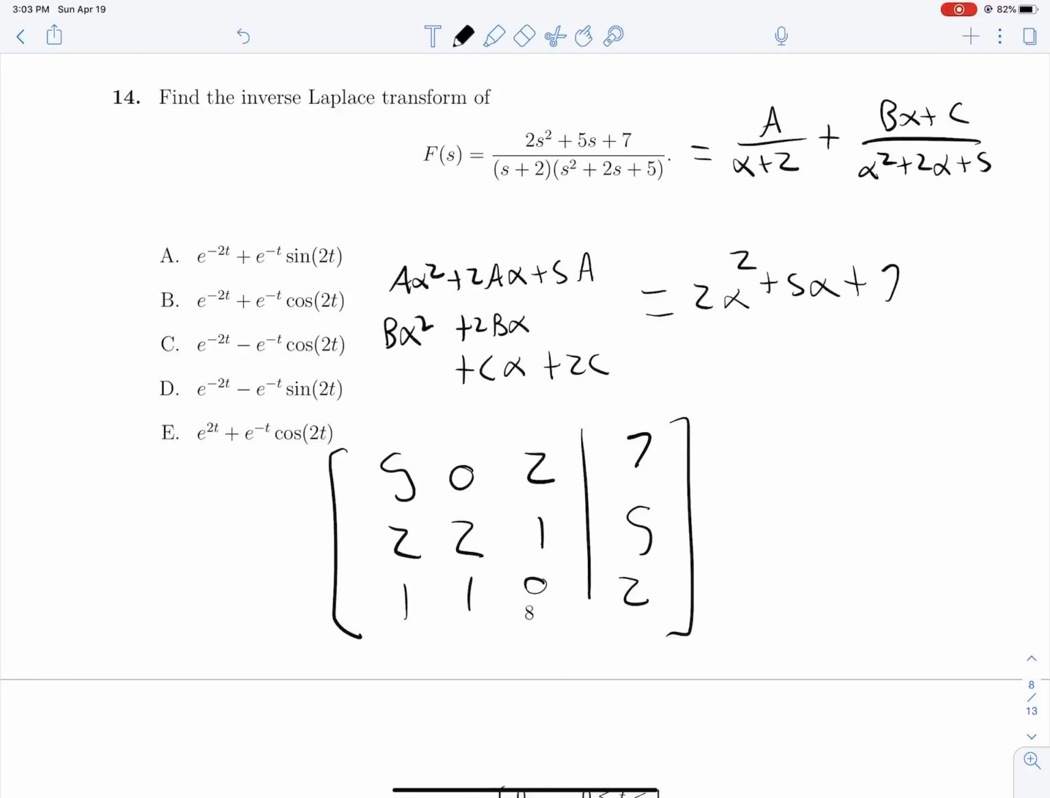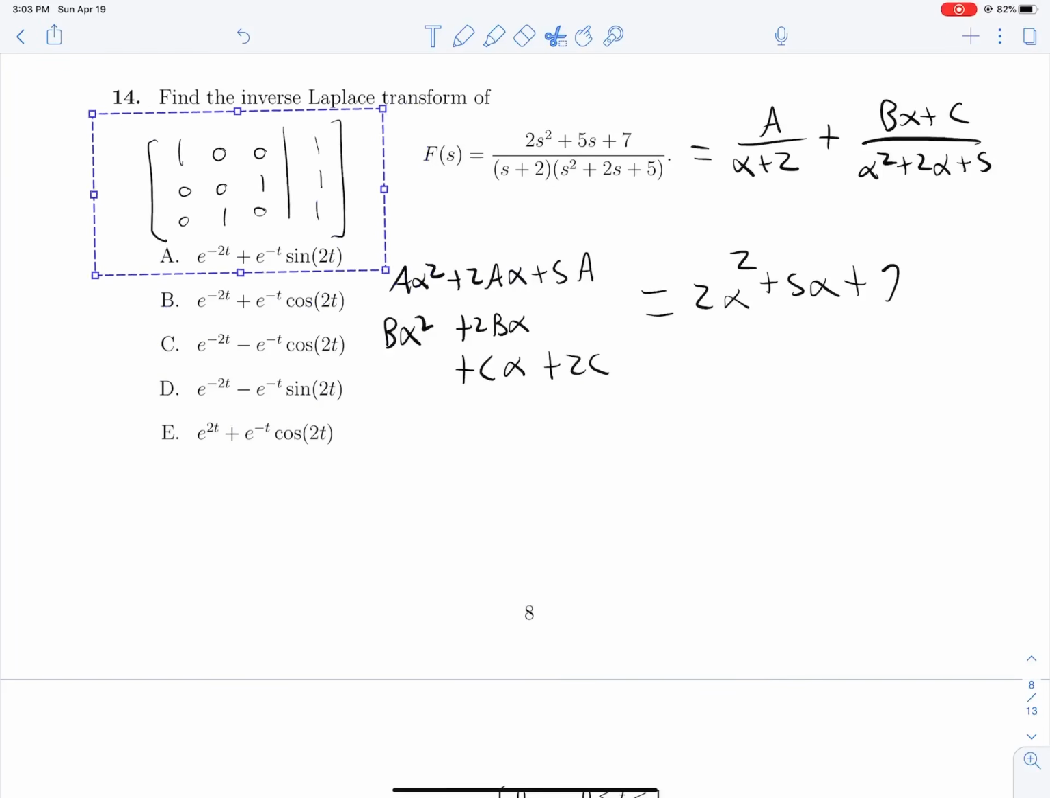Subtracting 2 row 3s from row 2, we will get 0, 0, and 1 here. We can use that to make this 0, 5, simplifying this down to 1, 1, and subtracting. Oh, would you look at that? We get 1, 1, and 1.